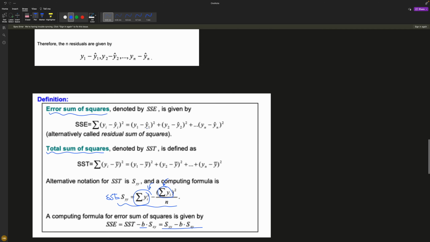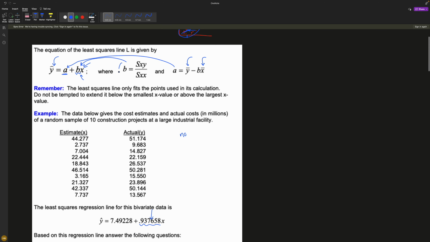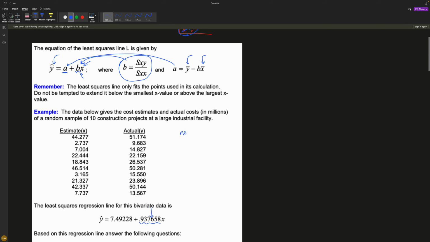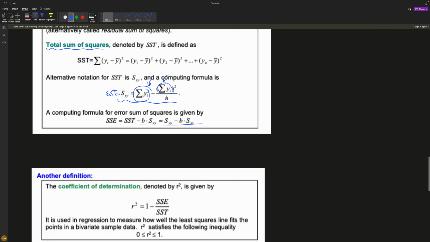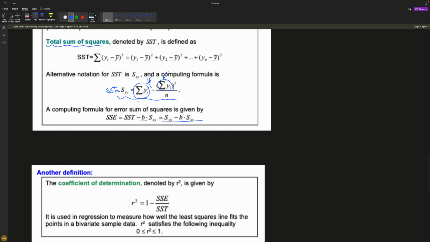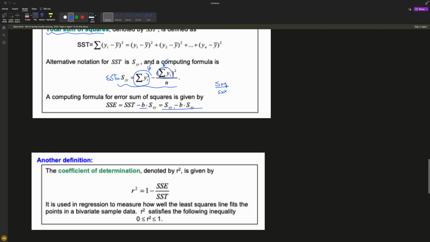For your B, if you go up here to getting your B, this is the equation. If you have your B, use it. If you don't, then you're going to have to do a little bit of a harder one, because obviously you'll have to do your XY over SXX, which is even more work. So if you have B, use it. But if you don't, you can always sub it in, or we'll find B, I guess.